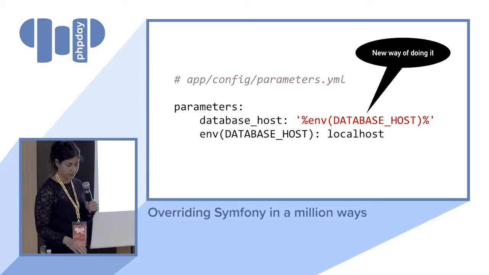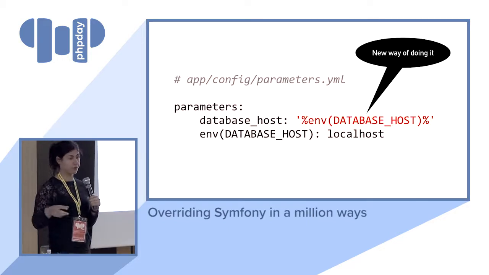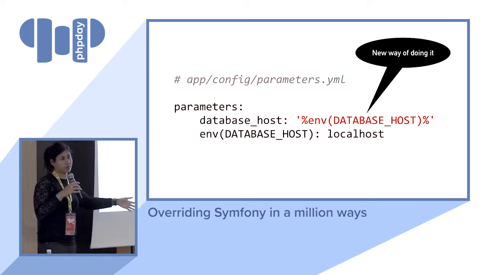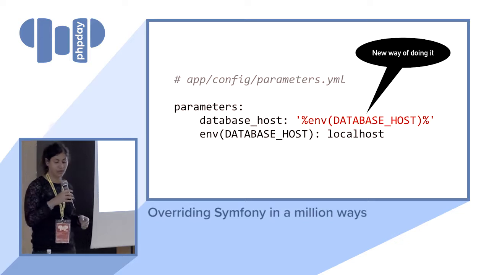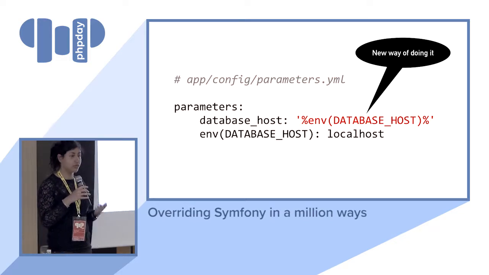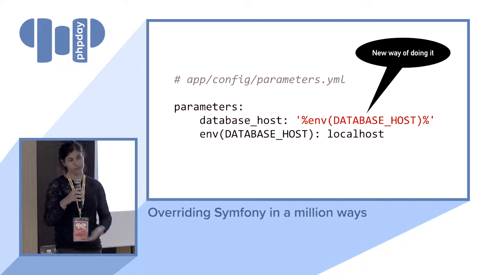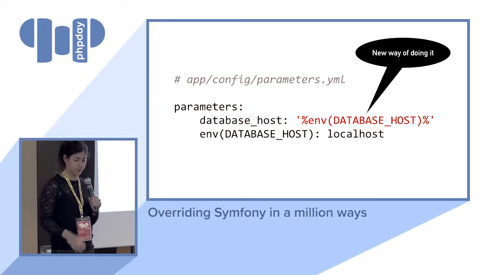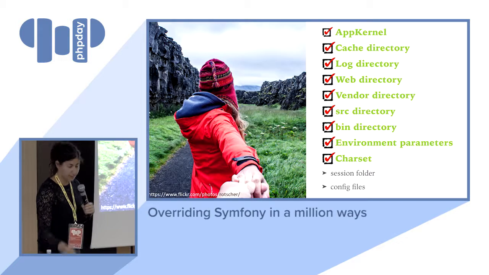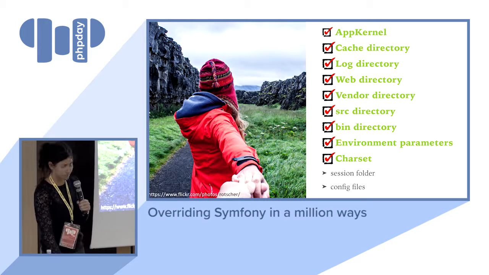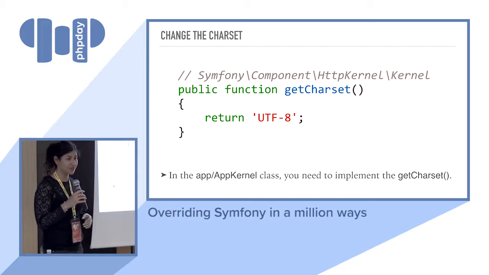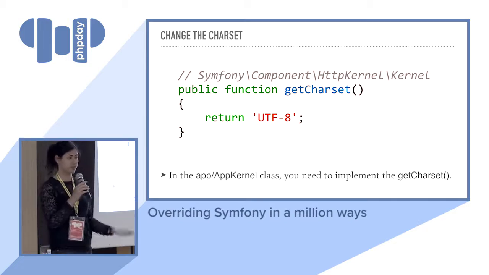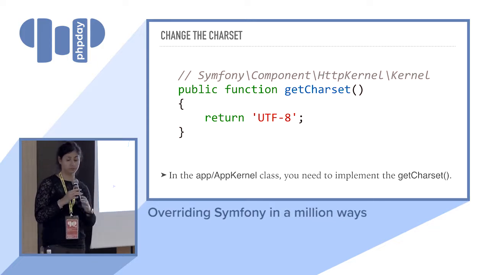So now, the environment parameters must be like this. Env, the name of your environment variable, and then the value of it. Okay? Just remember that, because if you continue to use SYMFONY__, you will have a lot of deprecations for Symfony 4. All right, the charset could be useful sometimes. Again, in your kernel class, you have a method called getCharset. You just have to re-implement it and change it for whatever you want. Okay?